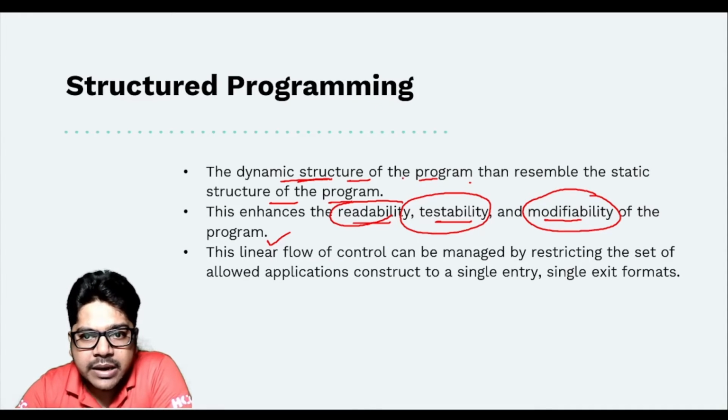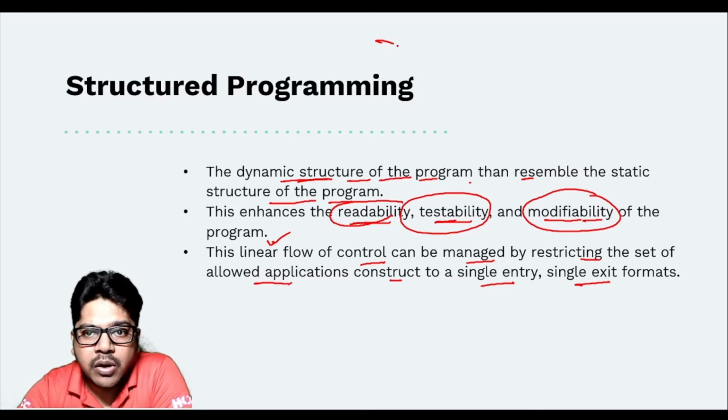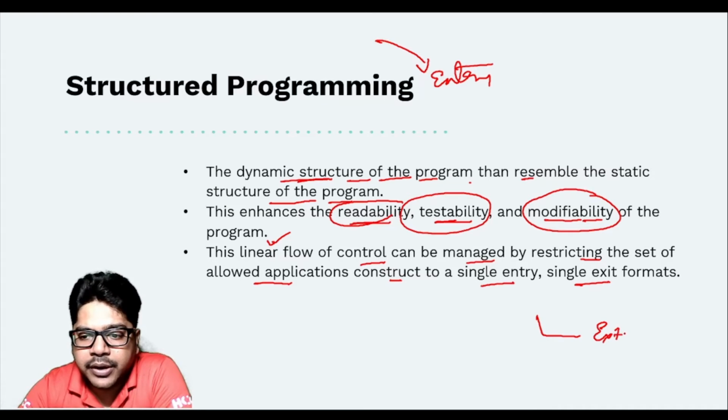So the dynamic structure of the program resembles the static structure of the program, and it increases the readability, testability, and modifiability of the program. This linear flow of control can be managed by restricting the set of allowed application constructs to a single entry, single exit format. It means what? You allow the entry at a certain point, and then you allow the program to exit from a certain point. Single entry and single exit format.